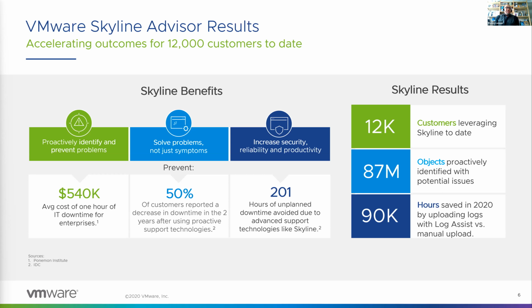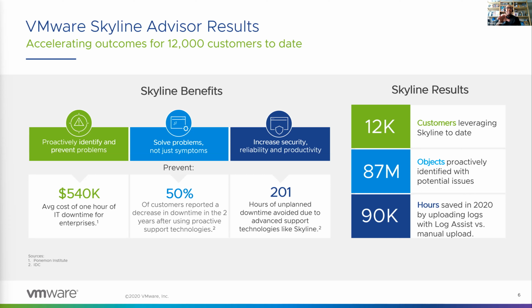And so, as you can see here from a recent industry report, one hour of downtime for an enterprise averages around $500,000. And companies who are strategically making that decision to take a more proactive approach to support are significantly reducing that unplanned downtime. So we're talking about hundreds of hours here. And to date, Skyline has helped over 12,000 customers identify nearly 90 million objects in their environments with potential issues. And our customers have proactively resolved more than 60% of those on their own.